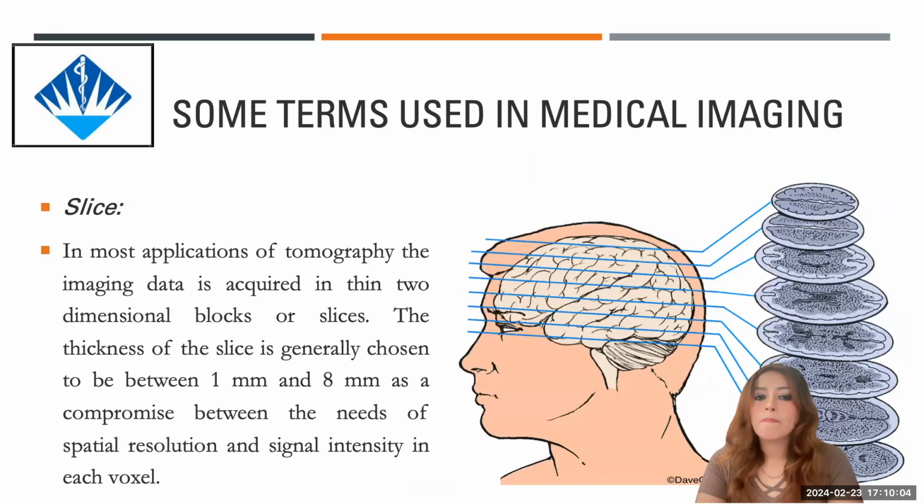Slice. Yes, you know what a slice is, but in most applications of tomography, imaging data is acquired in thin two-dimensional blocks or slices. The thickness of the slice is generally chosen between 1 millimeter and 8 millimeters as a compromise between the needs of spatial resolution and the signal intensity in each voxel.